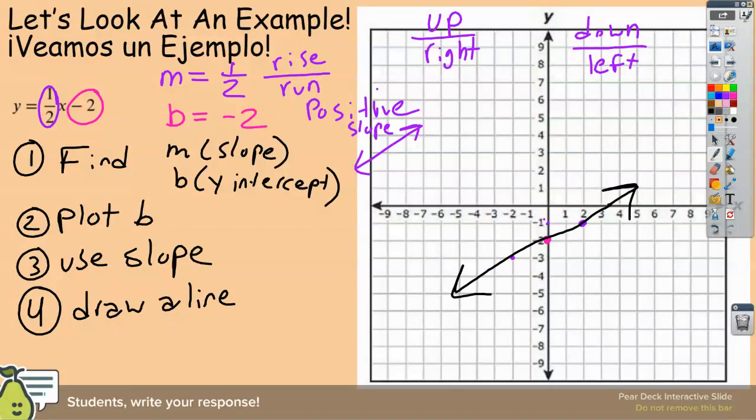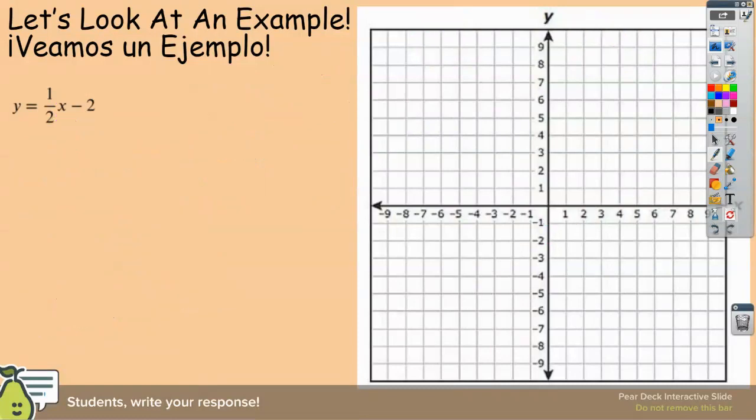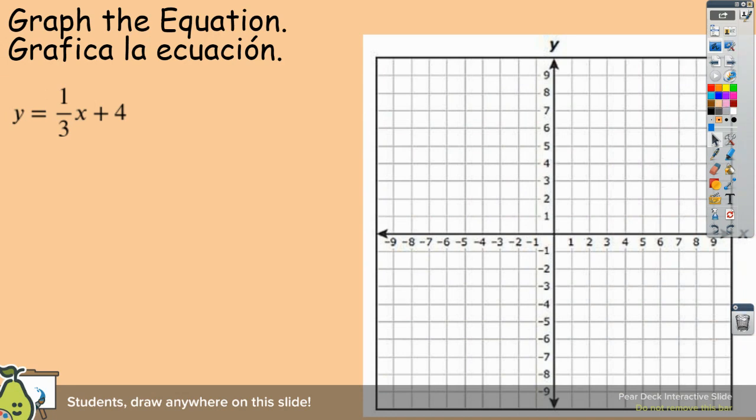So again, it's find the slope, find the y-intercept, plot b, use our slope to graph. If it's a positive slope, it's up right or down left. You have both positive, both negative. And then you're going to draw a line connecting those points. It doesn't need to be pretty, and have your arrows at the end, all right? So here's what we're going to do. I want you to pause, and I want you to try this one on your own, okay?